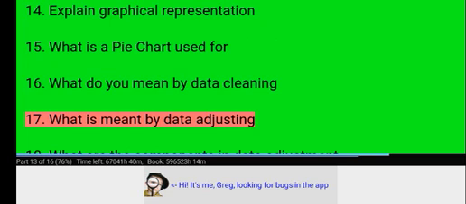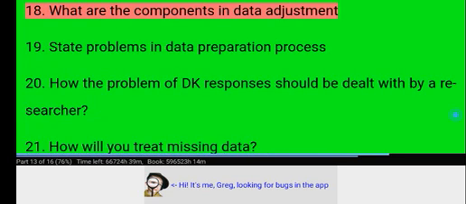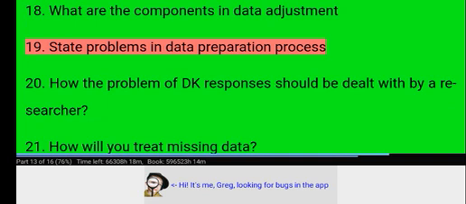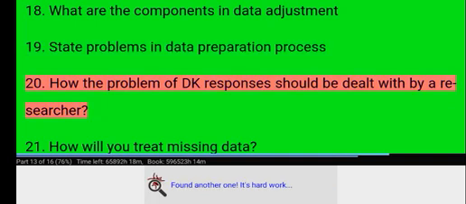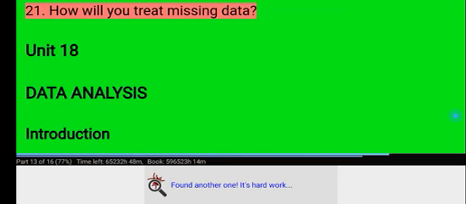17. What is meant by data adjusting? 18. What are the components in data adjustment? 19. State problems in data preparation process. 20. How the problem of DK responses should be dealt with by a researcher. 21. How will you treat missing data?